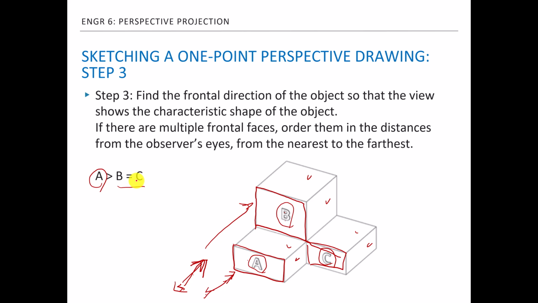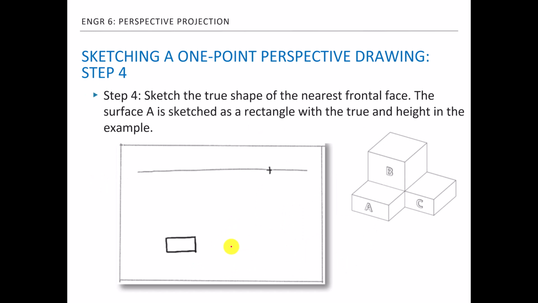So I'll sketch the nearest surface. I'm going to start sketching the nearest surface. It's not a rule how to do it, but I found it's easier to do this way. Again, you can start with any planes, but let's just use this method. Okay, so we're going to start sketching surface A. So in the 1 point perspective, we are looking straight on to surface A. Again, we are looking normal to surface A.